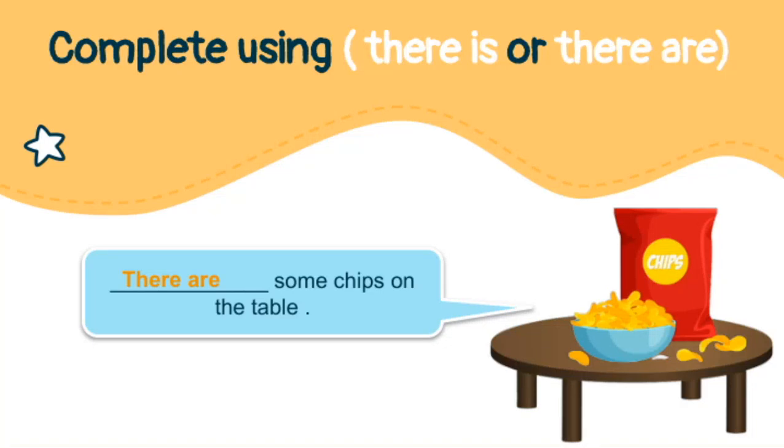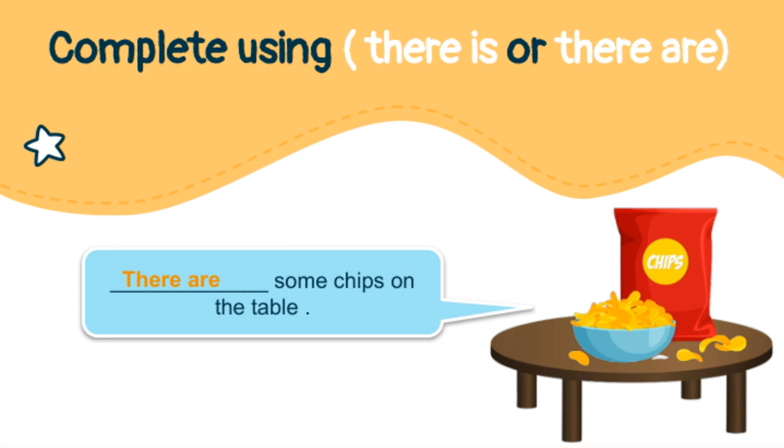There are, and this is a simple yet important point to notice. When we look at the table, we see some chips. Now the key here is understanding the difference between there is and there are. Since we're talking about chips, which is plural, we use there are. So the correct sentence is, there are some chips on the table. This helps us correctly describe the situation and communicate clearly.